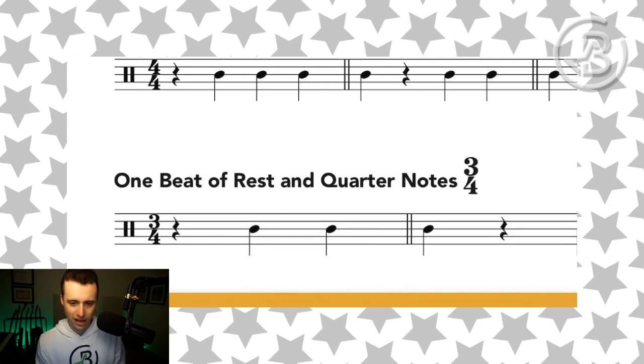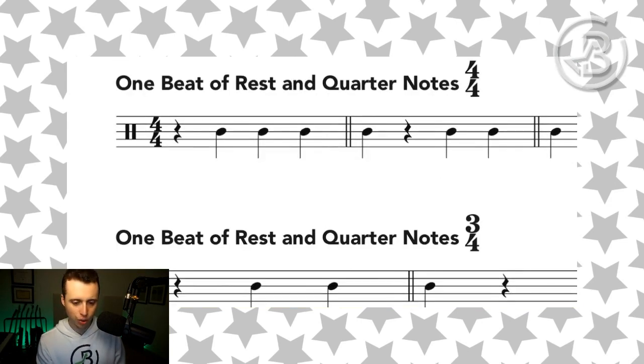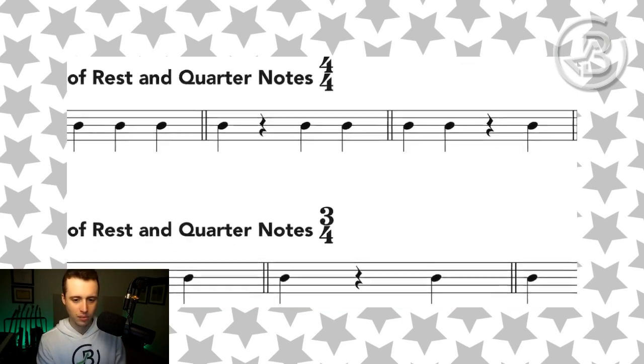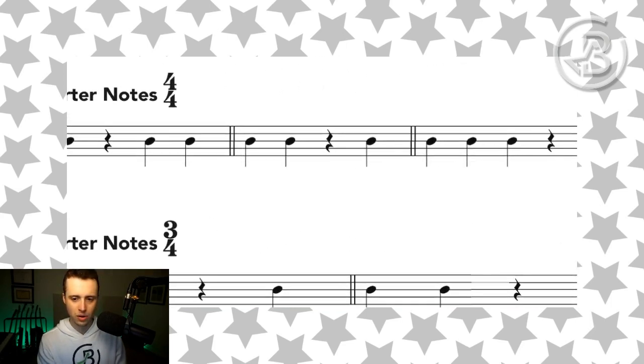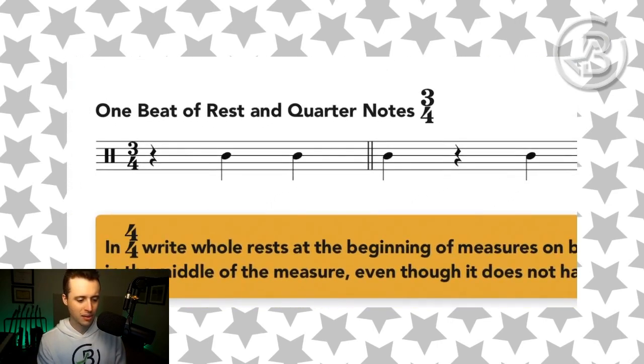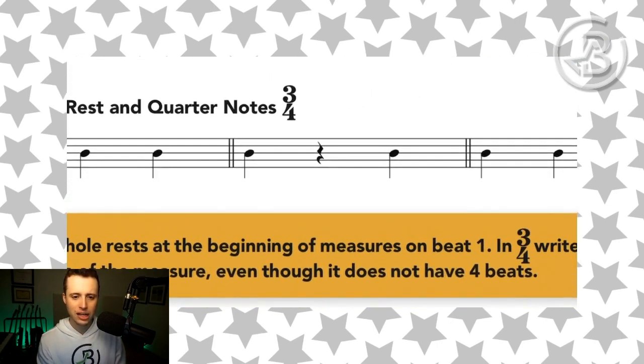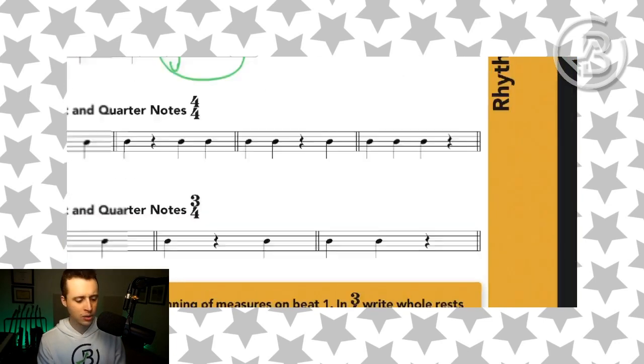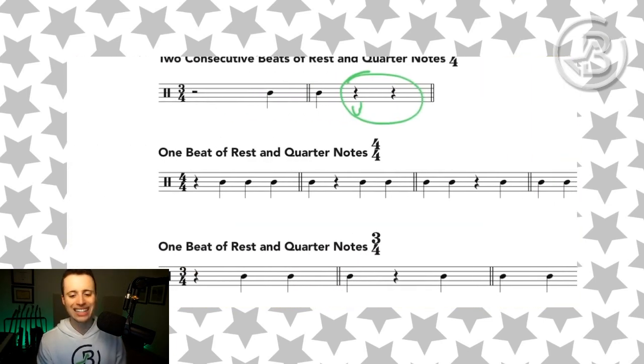Here's 1 beat of rest. So basically just going to juggle around a quarter note. There you go. So that's 1 beat on beat 1, 1 beat of rest on beat 2, 1 beat of rest on beat 3, 1 beat of rest on beat 4, and then the same thing in 3-4. Now, these are not things for you to copy or follow. These just give you an idea of different combinations of notes and rests. There are so many more combinations out there than what we have right here.